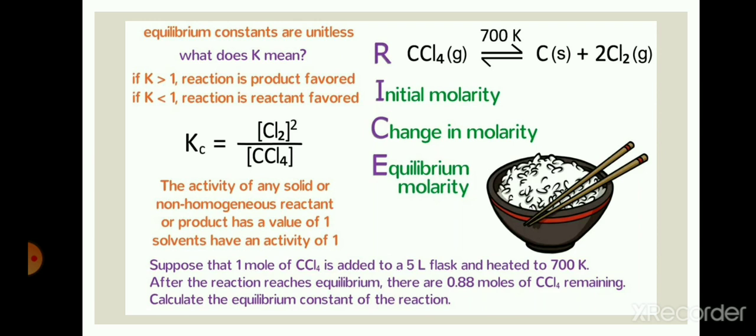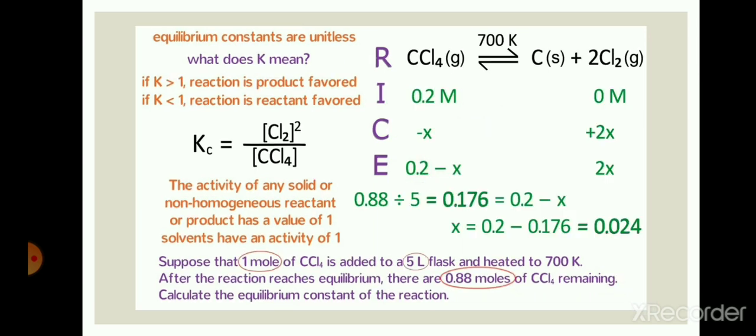So let's try another problem. Suppose that 1 mole of carbon tetrachloride is added to a 5-liter flask and heated to 700 Kelvin. After the reaction reaches equilibrium, there are 0.88 moles of carbon tetrachloride remaining. Calculate the equilibrium constant of the reaction. When faced with a problem like this, the best way to solve it is to set up a RICE chart.